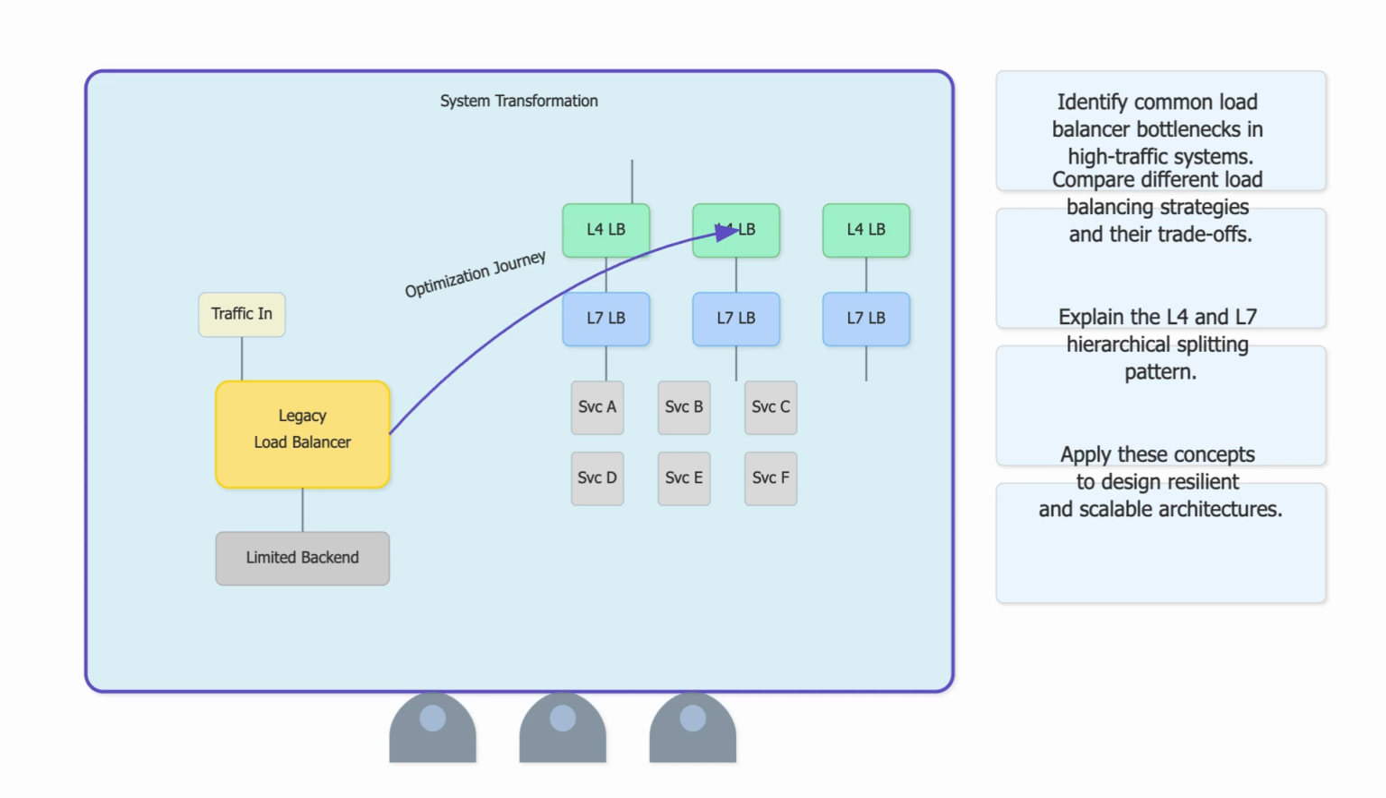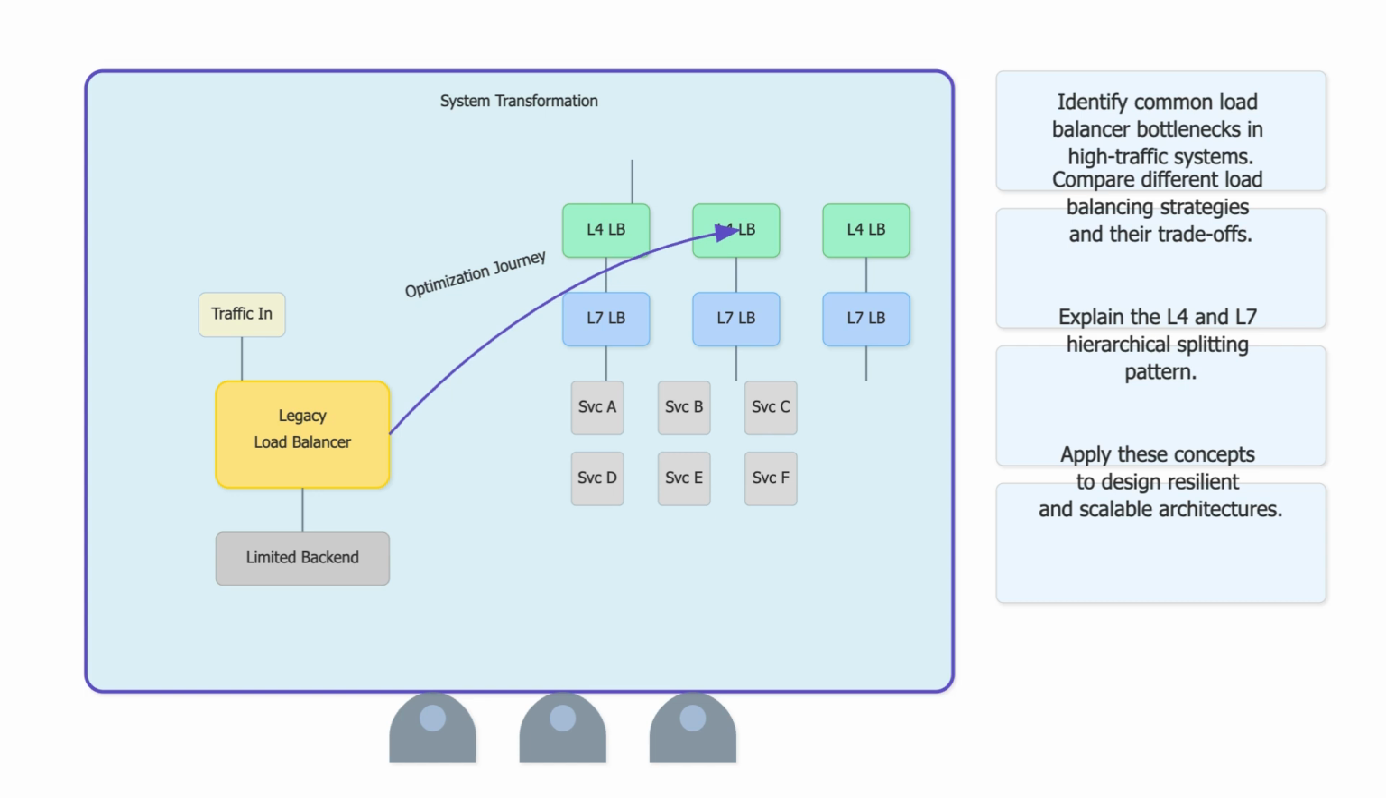By the end of this session, you will be able to, first, identify common load balancer bottlenecks in high traffic systems. Second, compare different load balancing strategies, understanding their trade-offs. Third, explain the powerful L4 and L7 hierarchical splitting pattern used by hyperscalers. And finally, apply these concepts to design more resilient and scalable architectures. Let's dive in and transform potential bottlenecks into battle-ready systems.